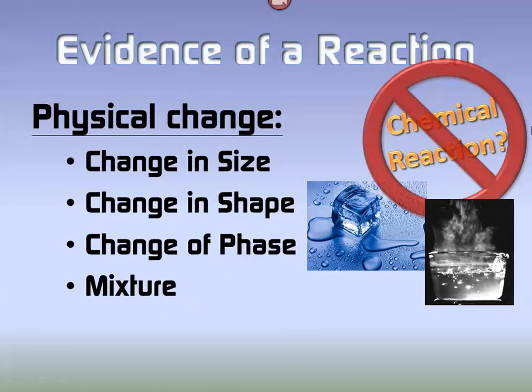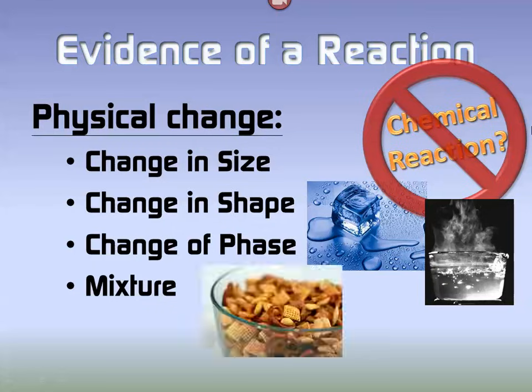How about a mixture? If you mix together ingredients, say like flour and sugar and salt and chocolate chips, if you're making cookies, that's simply a mixture. Same thing with the Chex Mix, for instance. These are just items that are all mixed together. They're not actually chemically changing at all. They're just sitting next to each other, and they could easily be picked apart into their individual components again.